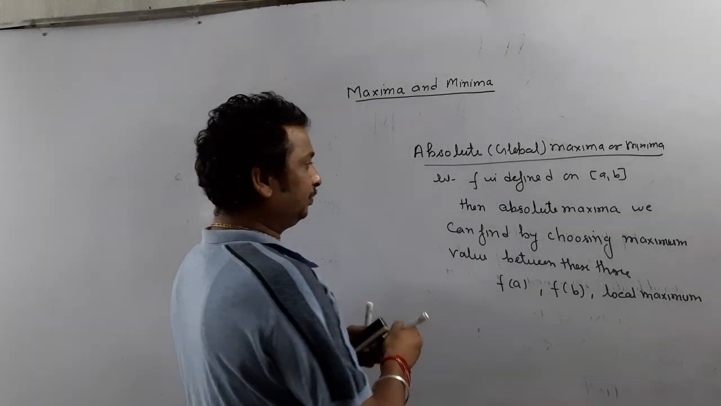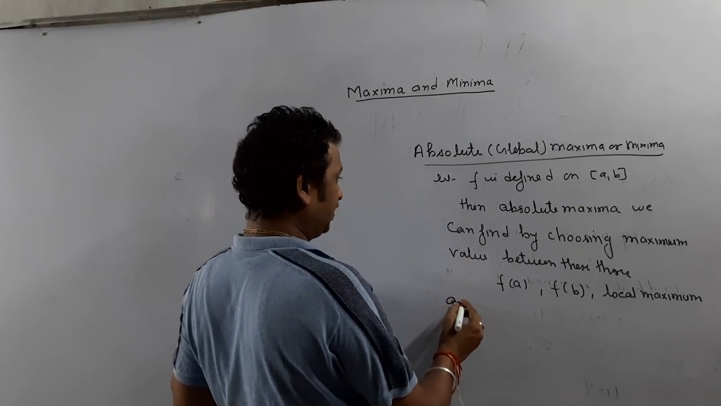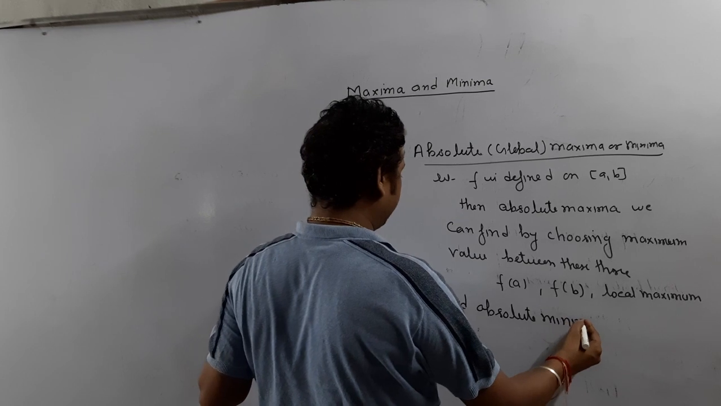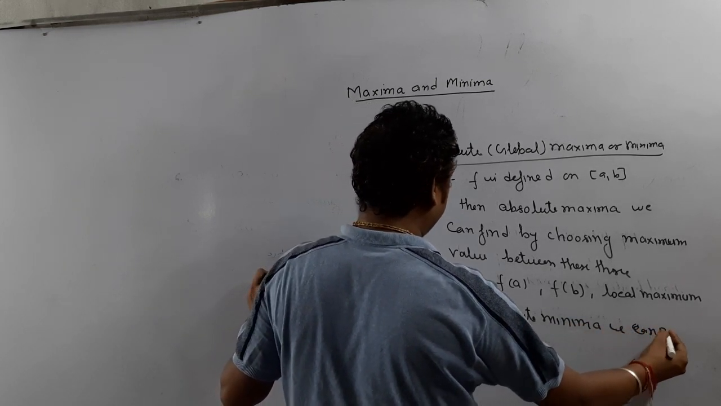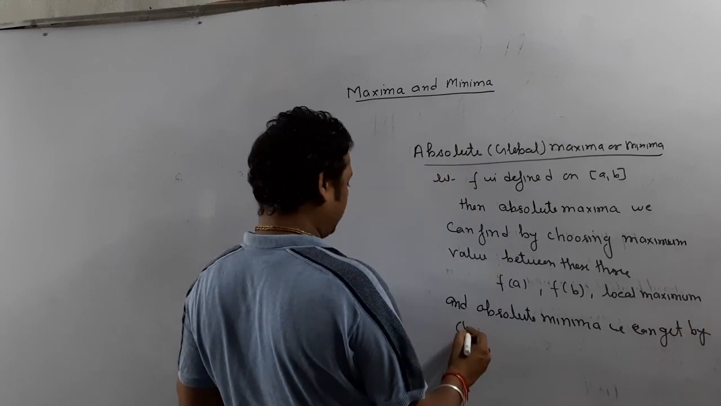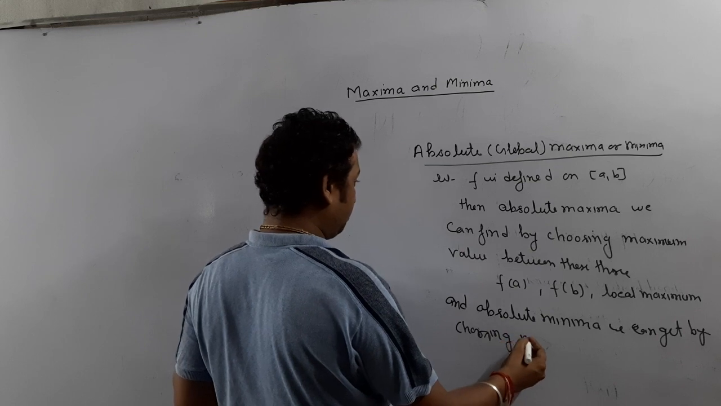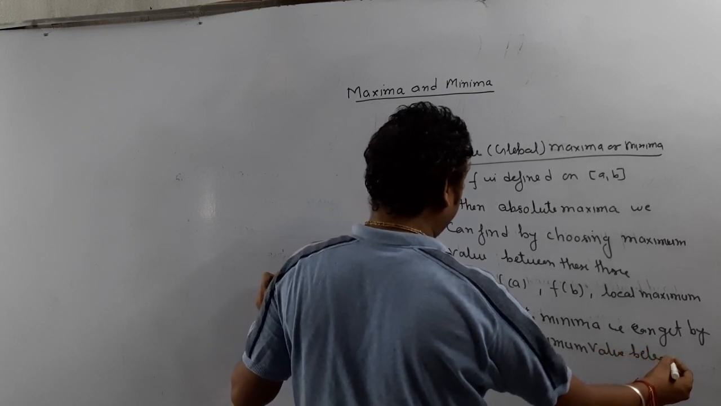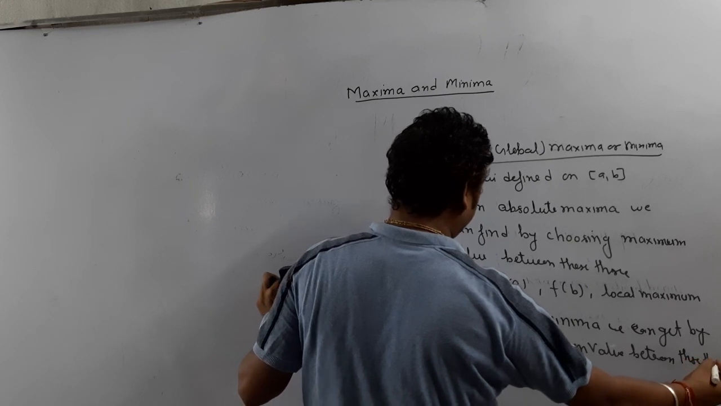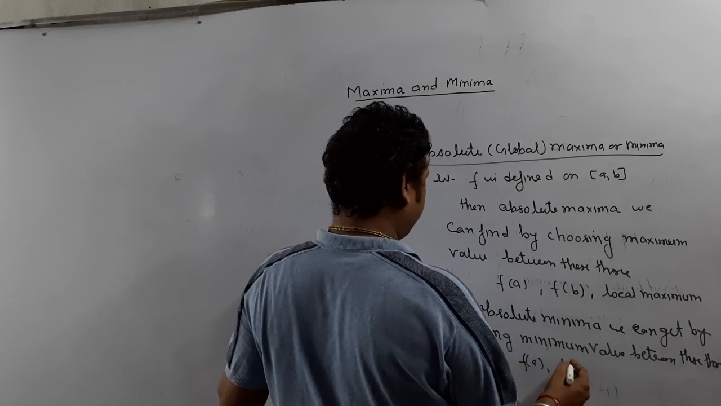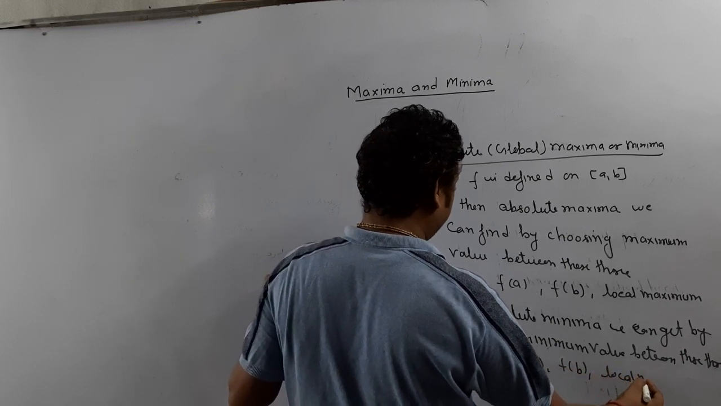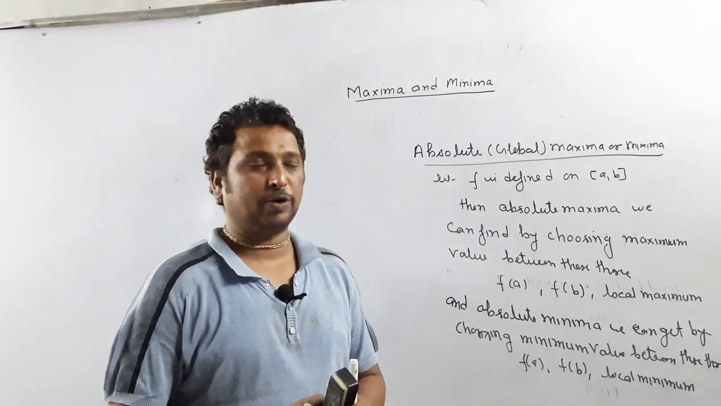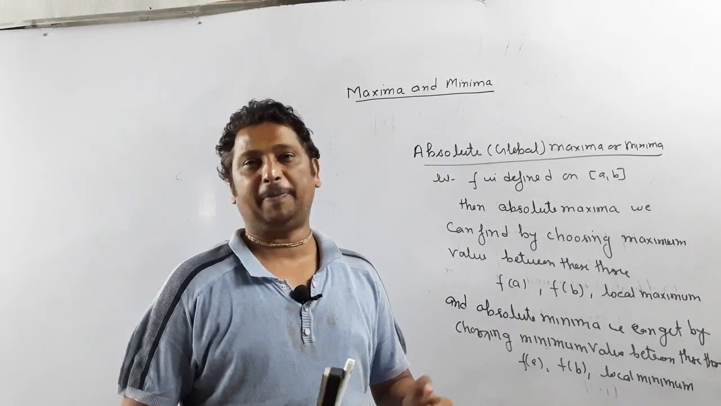Similarly, what is the absolute minimum? We can get it by choosing the minimum value between these three: f(a), f(b) and the local minimum. This is the procedure to calculate absolute maxima or minima, or global maxima or minima.